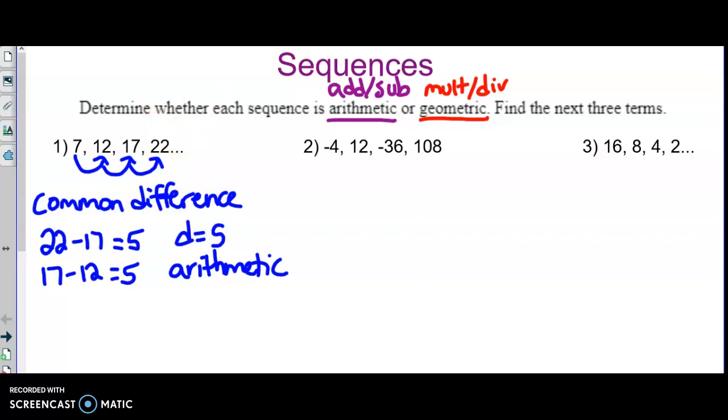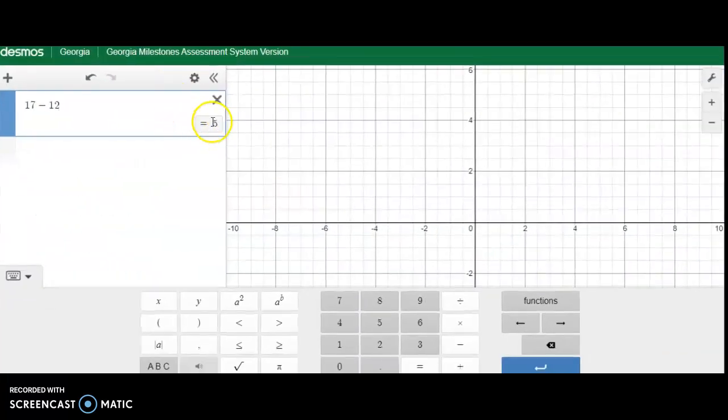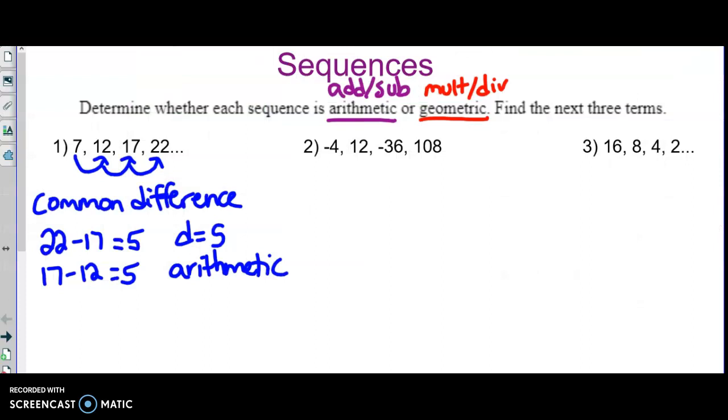So we're going to start at 22 and add 5. So it's 27. Then 27 plus 5 is 32. And then 32 plus 5 is 37. So the next three terms would be 27, 32, and 37.